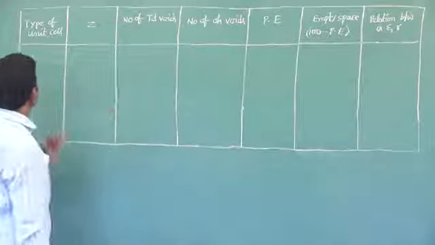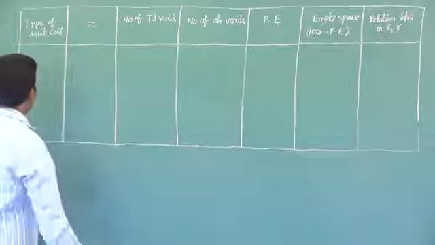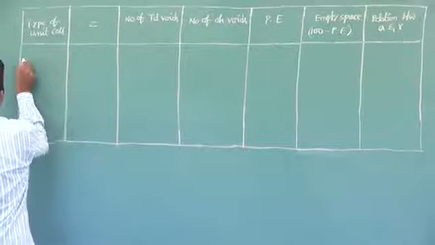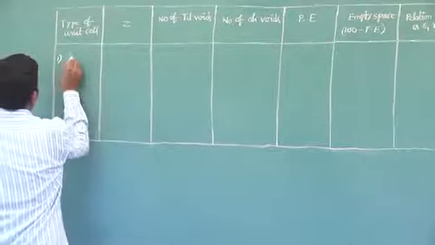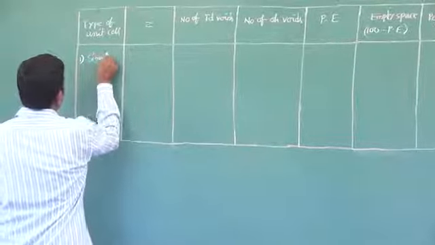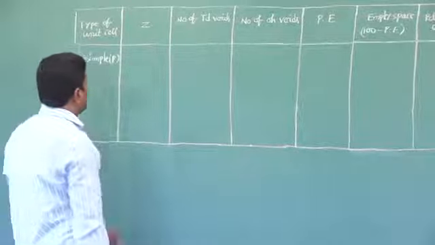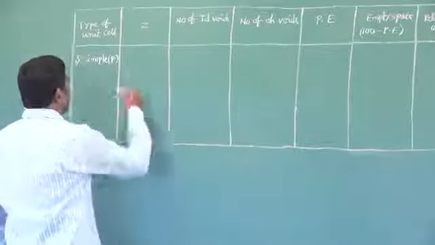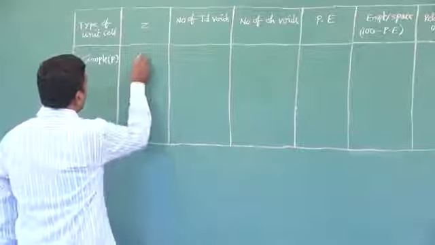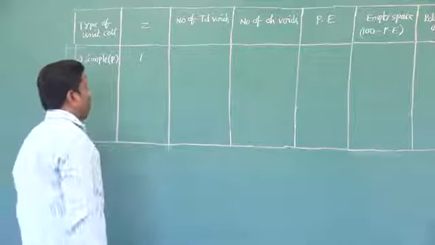Now see here, types of unit cell. First one, simple unit cell. It is also called primitive unit cell, represented with P. Z calculation, we already calculated that the Z value is 1 for the primitive unit cell.